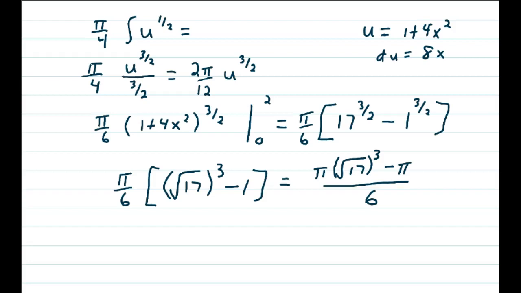And just changing things back to a radical, we have pi over 6 times the quantity of the square root of 17 being cubed, 3 halves turning into that square root of 17 to the third, and then minus 1, just combining everything together to get a final answer of pi times the square root of 17 being cubed minus pi, all divided by 6.